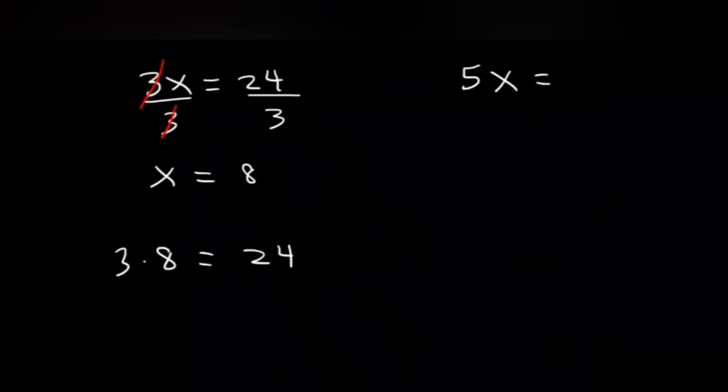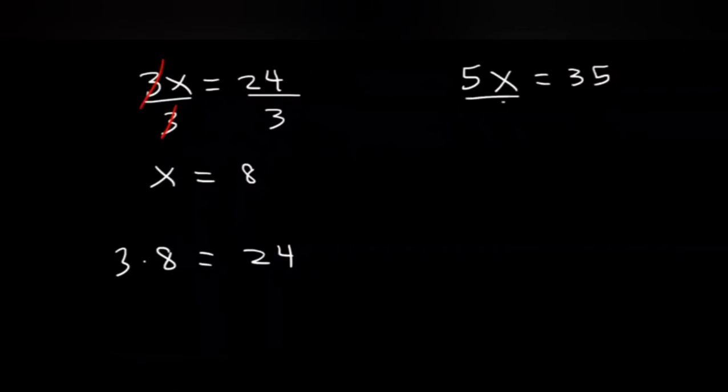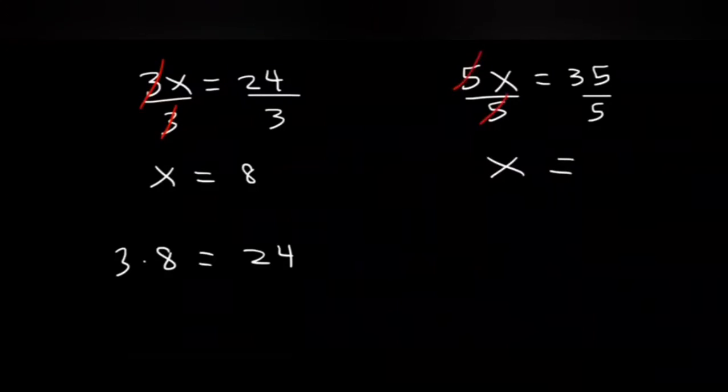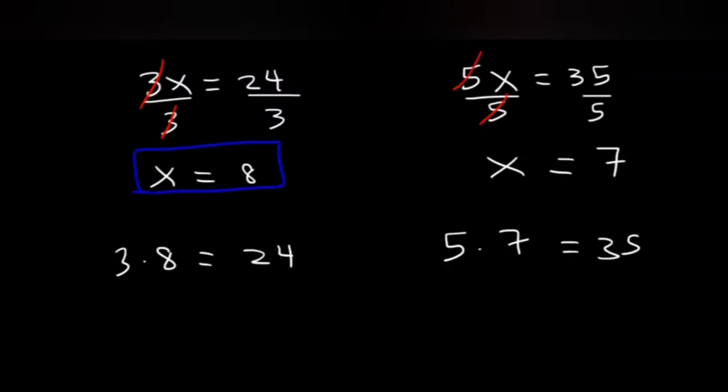Let's take another similar example. 5x equal to 25. As usual, divide both sides by 5. As you can see, they cancel out. When you do that, our x is equal to 5. And verify. 5 times 5 is equal to 25. As simple as that. You can see our answers very clearly.